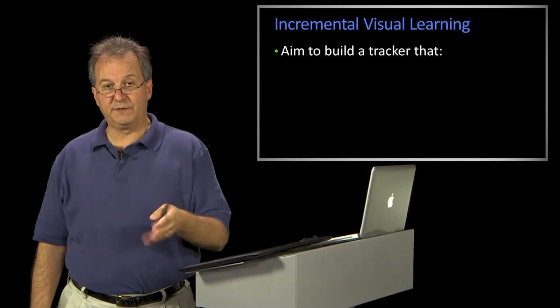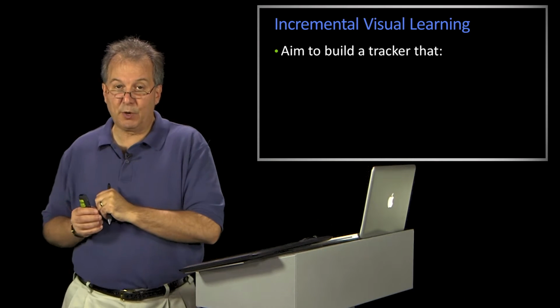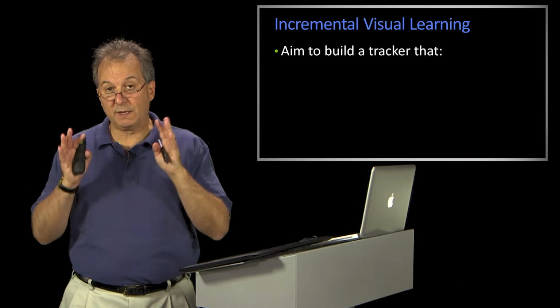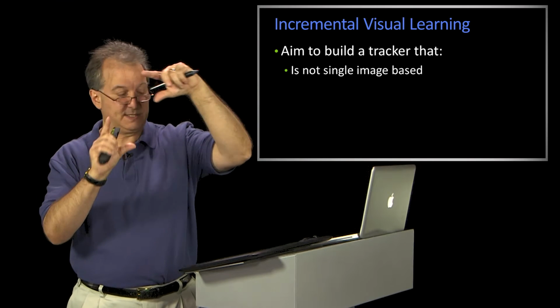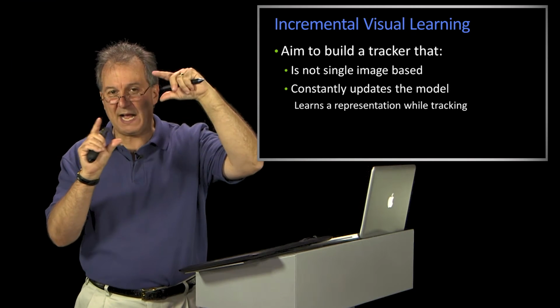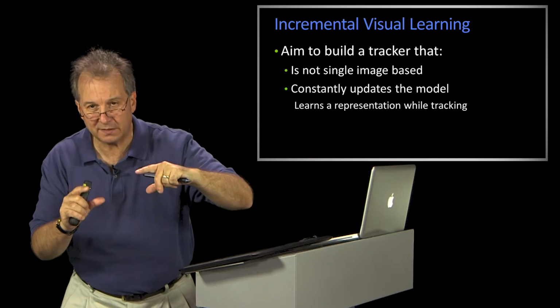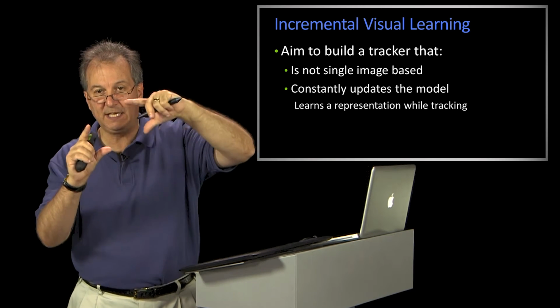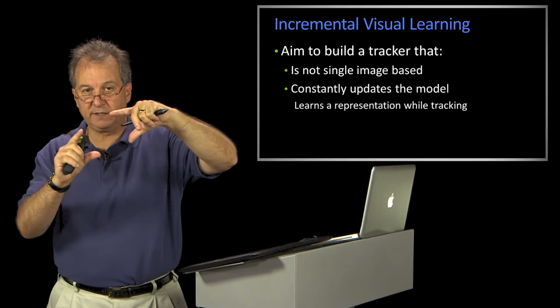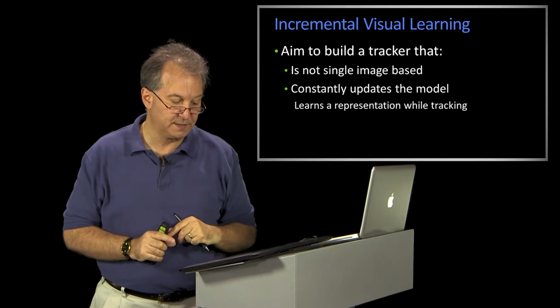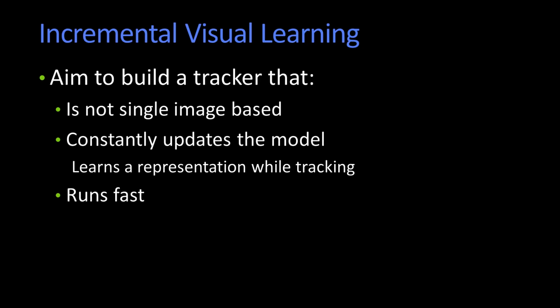To do incremental visual tracking using principal component analysis, what we want to do is build a tracker that's not just based upon a single patch, but constantly updates some form of a model. And between me and you, that model is going to be a basis set. So we're going to keep changing the basis set a little bit as the model moves. We want something that runs quickly and can operate even if the camera's moving.